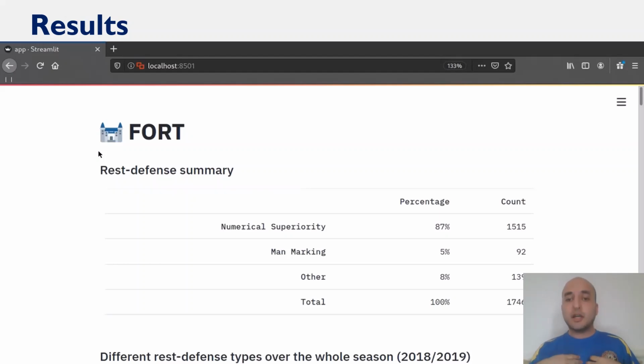Based on our analysis, they are maintaining numerical superiority in transition phases, but what the head of their game design said is that they want to have man marking. So this is one of the insights and takeaway messages that we have already. Let's play the demo of the tool.